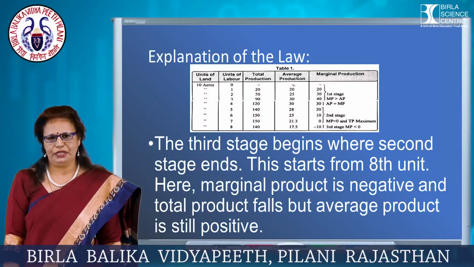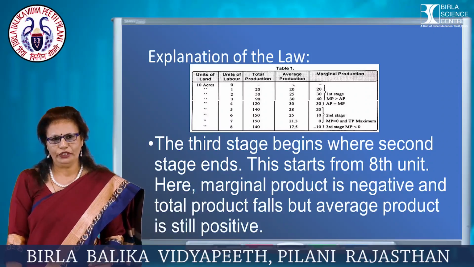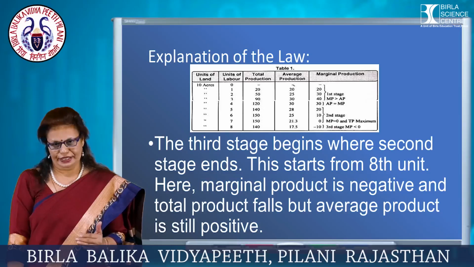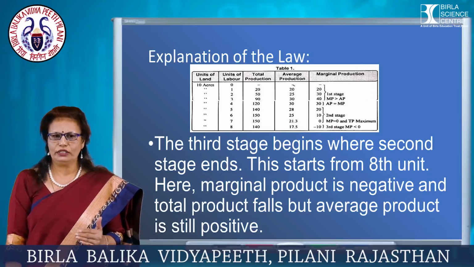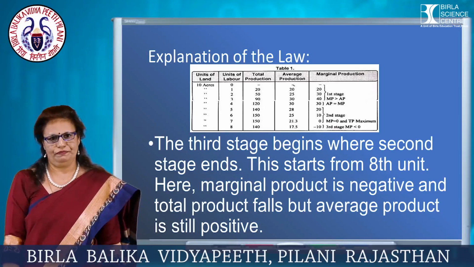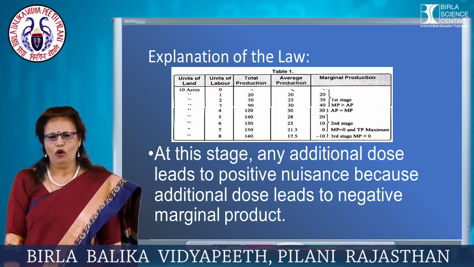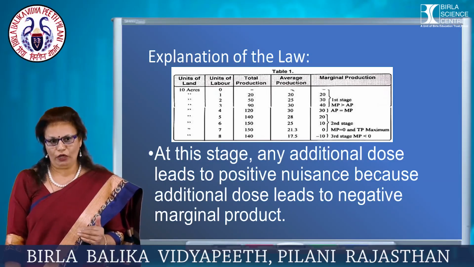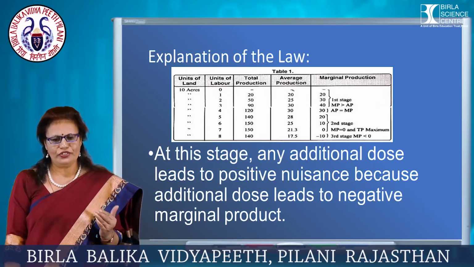The third stage begins where the second stage ends. This starts from the 8th unit, as you can see in the schedule. Here, marginal product is negative and total product falls, but average product is still positive. At this stage, any additional dose leads to positive nuisance because additional dose leads to negative marginal product.